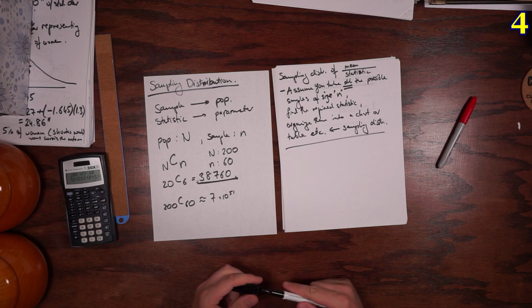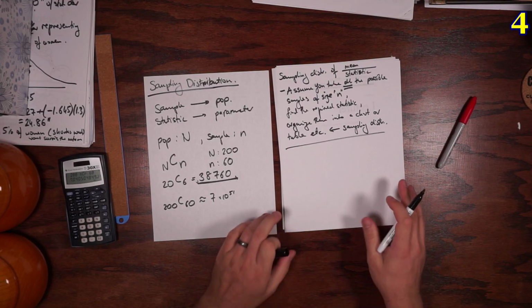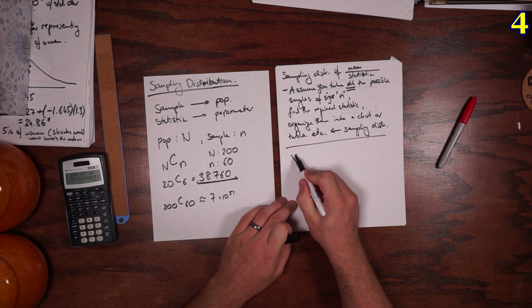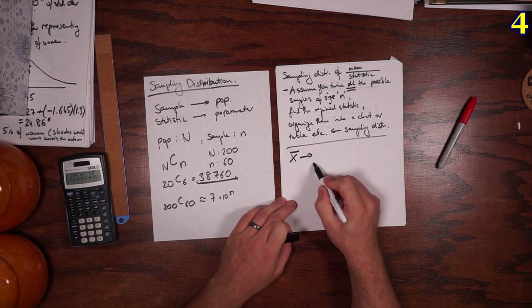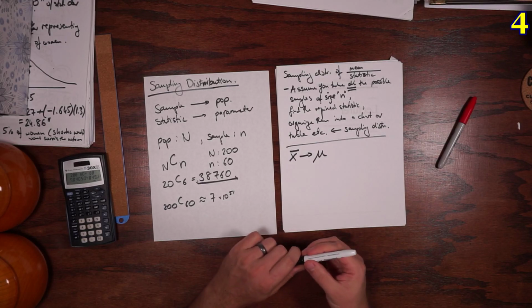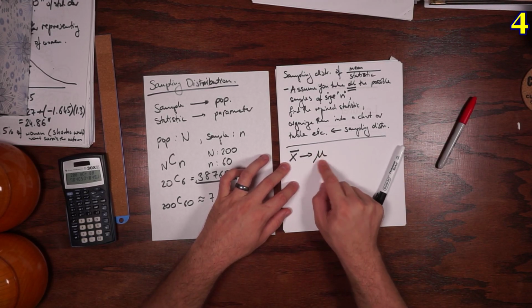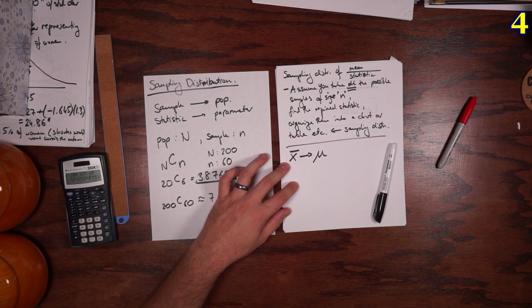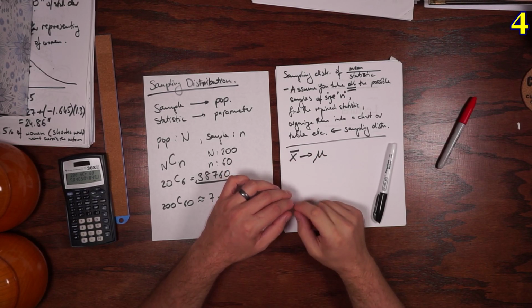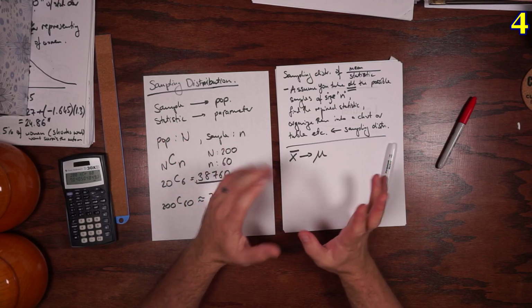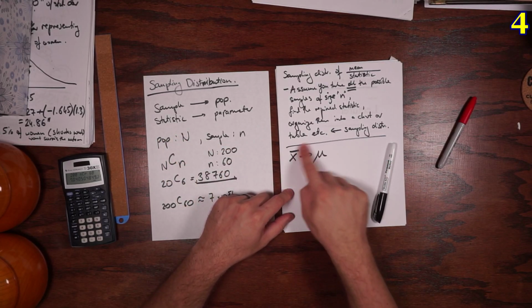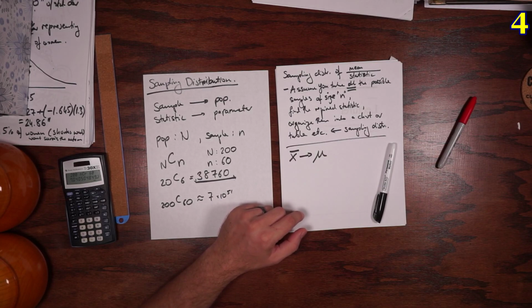Now, why the hell would we do that? Well, this is because we claim intuitively that a mean of a sample is going to estimate a mean of the population. How well? We don't know, but this is going to happen. So here's an example I have for you.